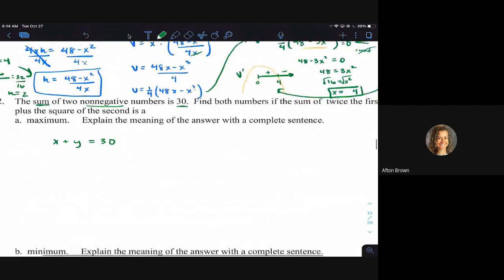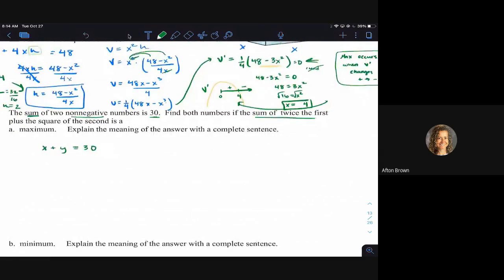Find both numbers if the sum of twice the first plus the square of the second is a max. So they want us to find the sum. I'm going to write, we want the sum. We want the sum of twice the first, so 2x, plus the square of the second, so plus y squared.